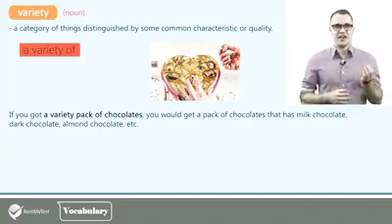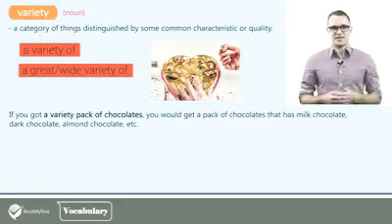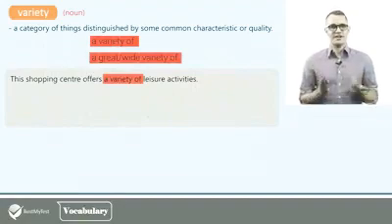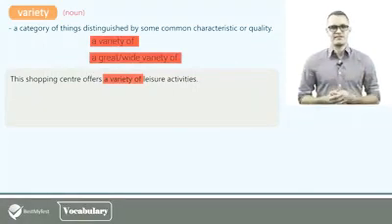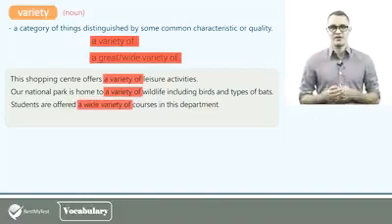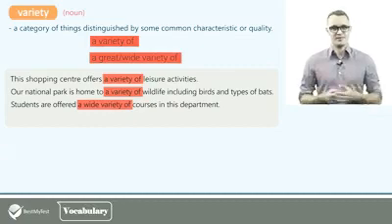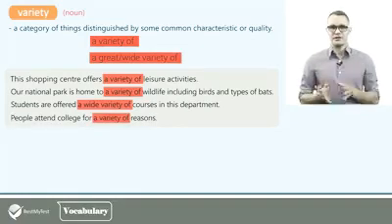The phrase a variety of or a great or wide variety of is often used. Here are example sentences. This shopping center offers a variety of leisure activities. Our national park is home to a variety of wildlife, including birds and types of bats. Students are offered a wide variety of courses in this department. People attend college for a variety of reasons.